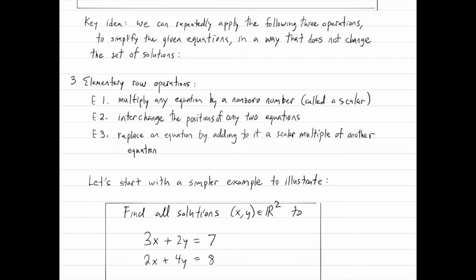So let's start with a simpler example than the one I started with to illustrate these 3 elementary row operations, and that we can use them repeatedly in various different orders to find the solutions. So here's a question you probably already know how to do from algebra. Find all solutions in ordered pairs x and y to the system of equations 3x plus 2y equals 7, 2x plus 4y equals 8.